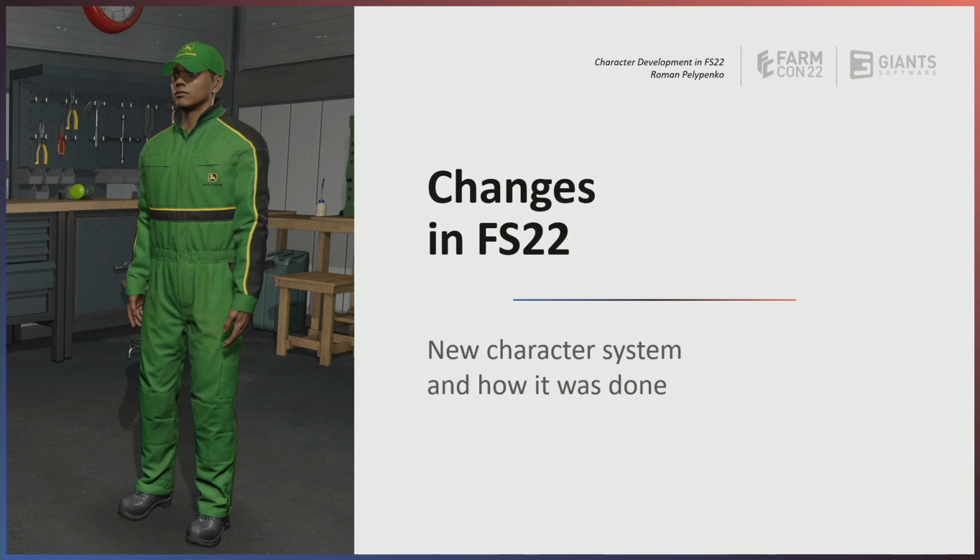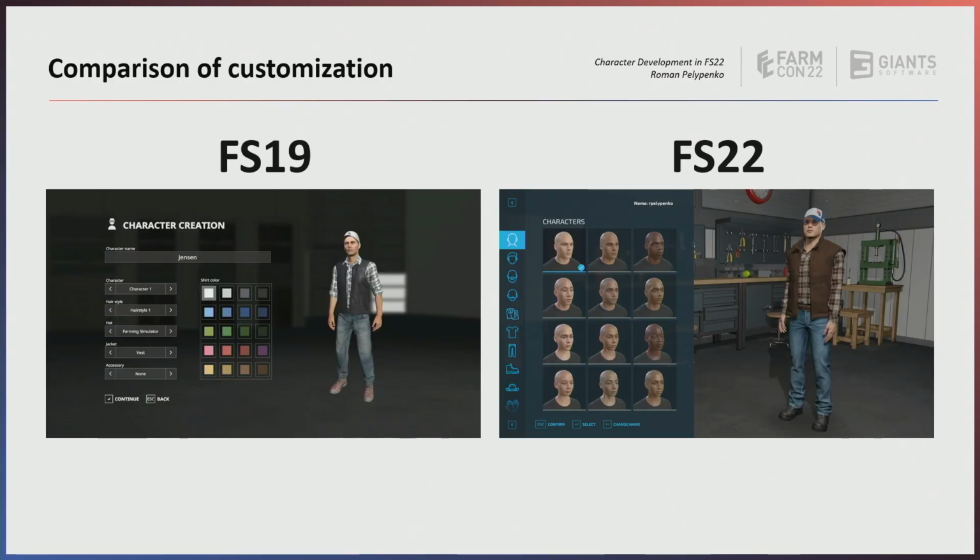To show what we have improved and what we started from: if you remember FS19, we had customization for our character, but it was pretty basic. We had only options for a couple of heads, a couple of glasses, and a couple of body types. For the new game, we wanted to improve every aspect, from heads to accessories to our library of clothing. So we started making it.